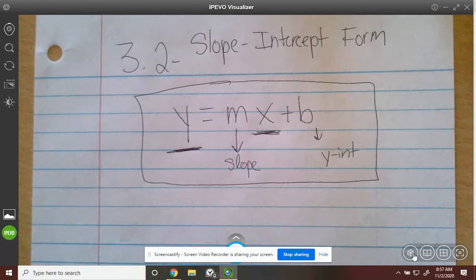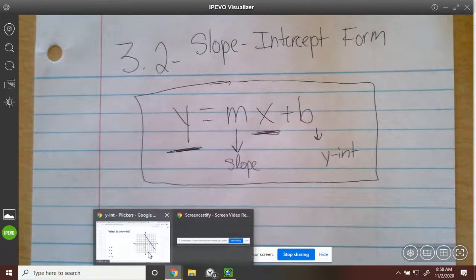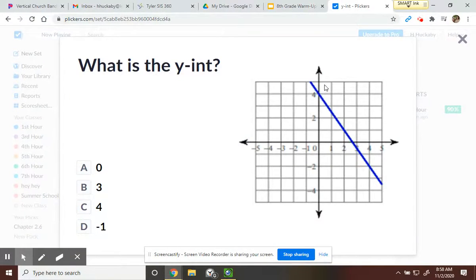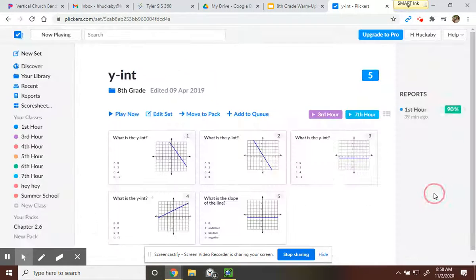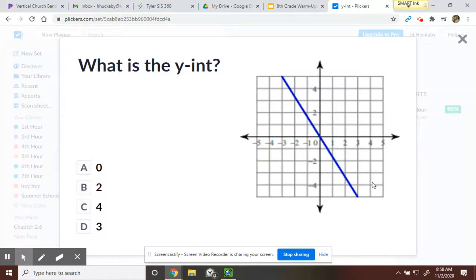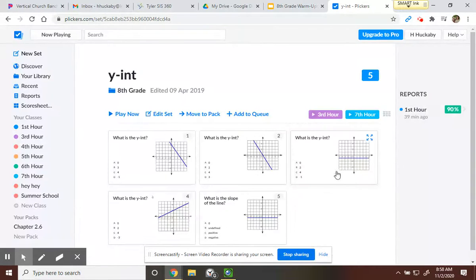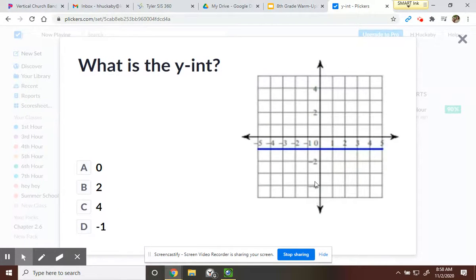Okay, so what is a y-intercept? Well, a y-intercept is where the line crosses the y-axis. So in this case, my y-intercept would be here at 4, because that's where my line crosses. Okay, let's do another one. Where would your y-intercept be on this one? Think about it a second. It would be at 0, because that's where it crosses. This one, it's not supposed to be tricky. This one's at -1, because that's where it crosses the y-axis, right there at -1.